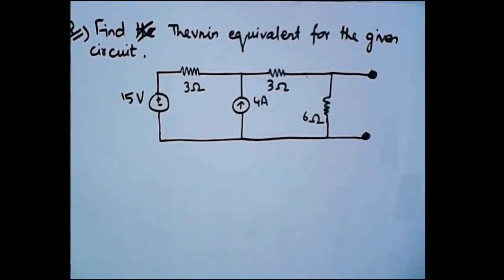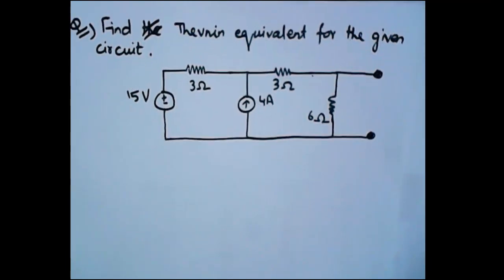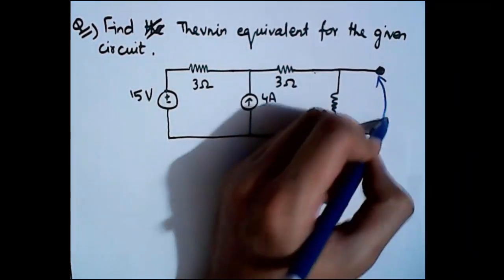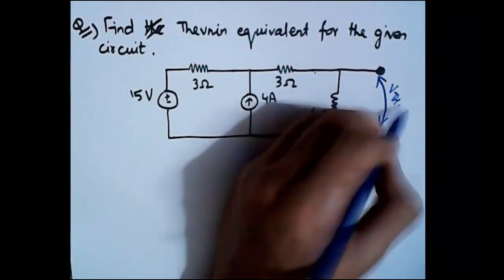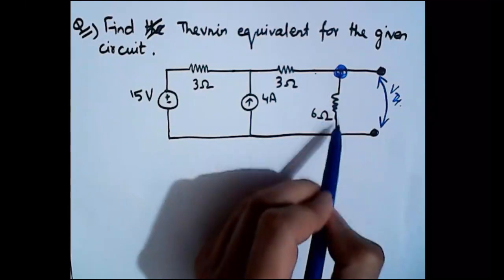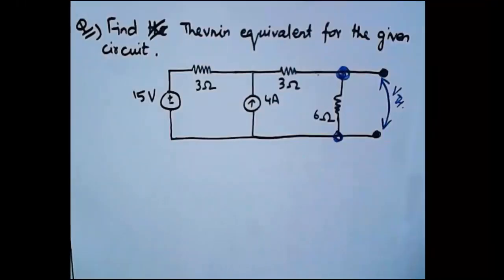Well, here in this particular question you can see one thing, that the load terminals are already open circuited, so there is no need to open circuit the load terminals. So we will straight off move towards finding the Thevenin voltage and Thevenin resistance. First of all, we will find the Thevenin voltage. The open circuit voltage is the Thevenin voltage, which means that it is the voltage across this 6 ohm resistance.